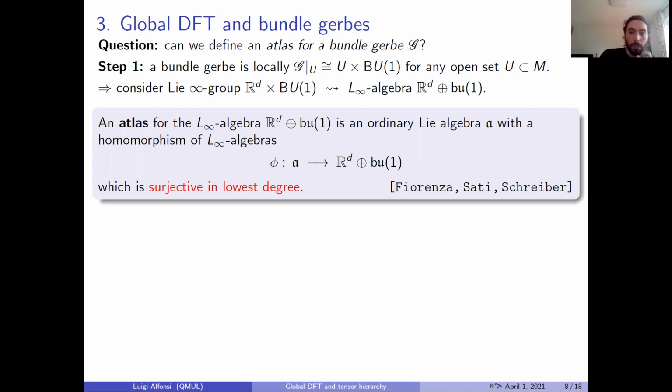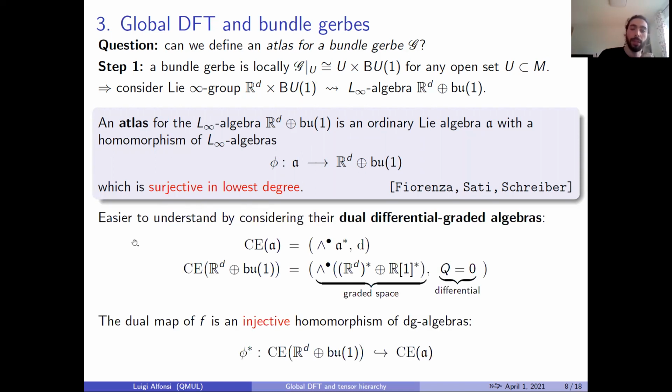What happens now? To make the computations much easier, it is convenient to consider the Chevalley-Eilenberg algebras of all these algebras, which are basically their dual differential graded algebras. There is a result that says that any Lie infinity algebra can be embedded by this kind of operation into the differential graded algebras, and computations for differential graded algebras are usually simpler. So in the case of this unknown Lie algebra that we want to determine, I will just write this one.